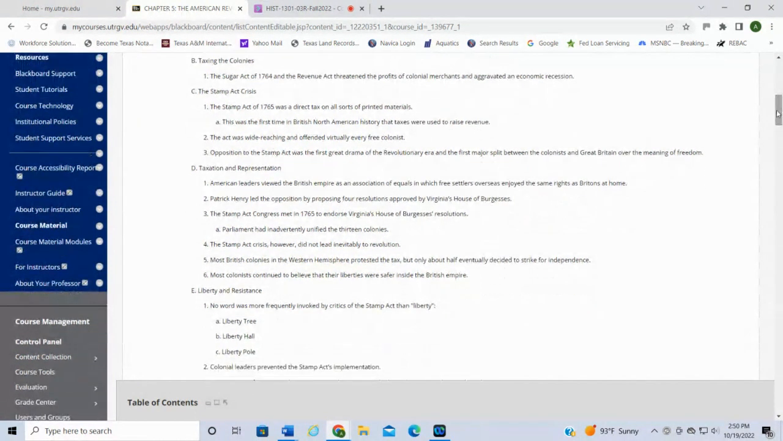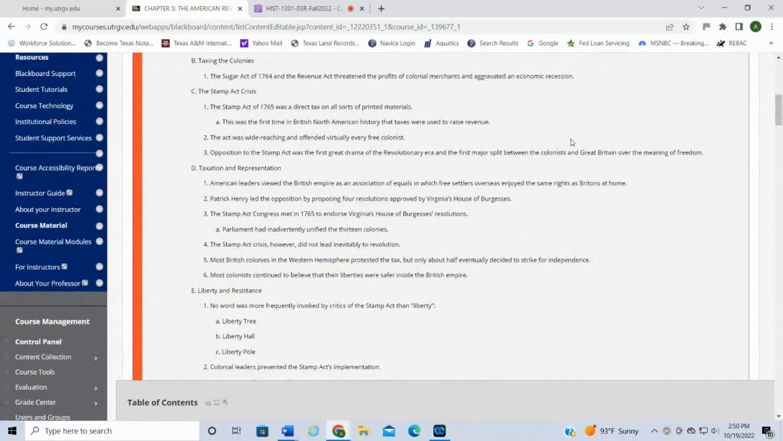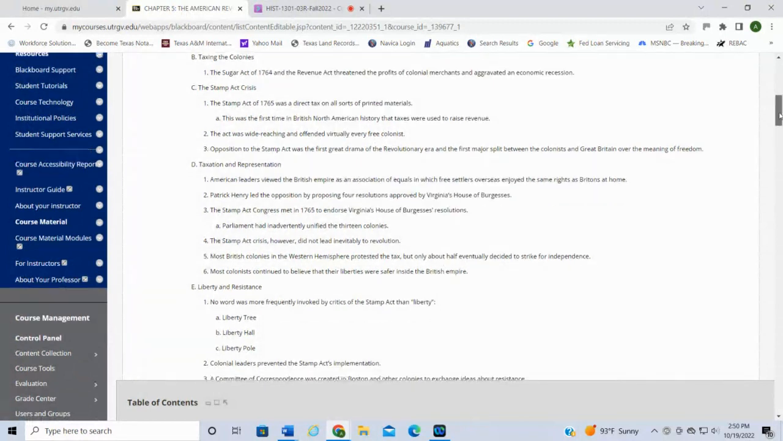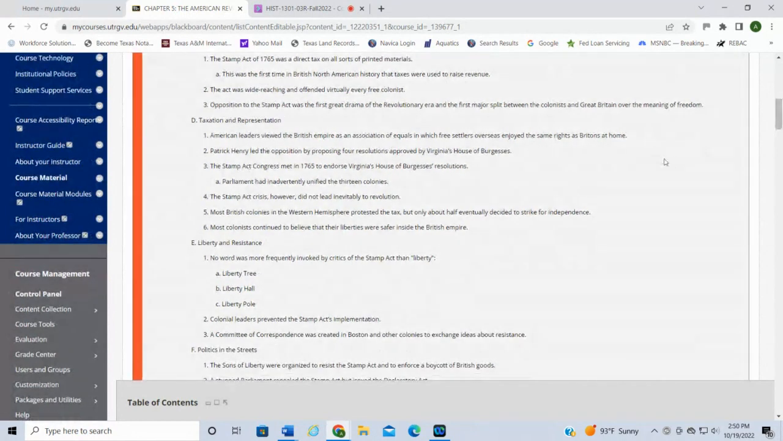Like I said, the act was widely reaching and offended virtually every free colonist. Opposition to the Stamp Act was the first great drama of the Revolutionary Era and the first major split between the colonists and Great Britain over the meaning of freedom. And so we get to taxation and representation, right? American leaders viewed the British Empire as an association of equals in which free settlers overseas enjoyed the same rights as Britons at home.